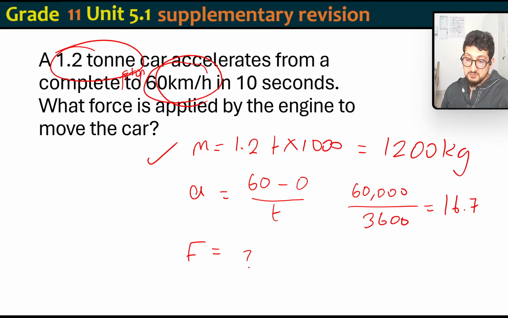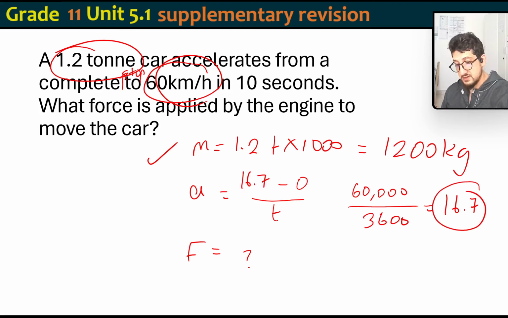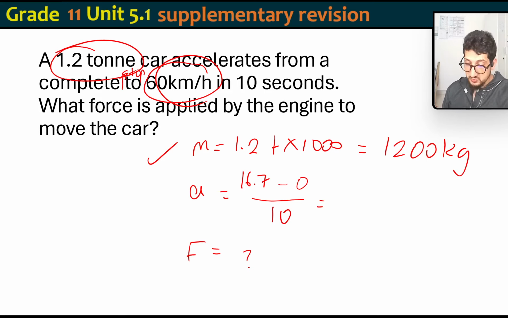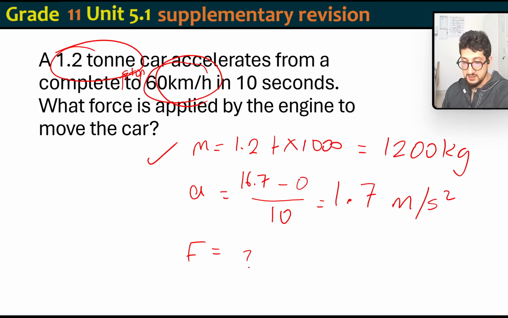That's the final velocity. Minus 0, divided by the time, is going to give us the acceleration. So instead of writing 60 minus 0, I'm going to write 16.7 minus 0, divided by the time. What's the time? 10 seconds. That's going to give me the acceleration. Sorry, if I was moving a bit too fast, please pause the video and go back; I just want to keep the video short. So 16.7 minus 0 divided by 10 gives an acceleration of 1.7 meters per second squared.